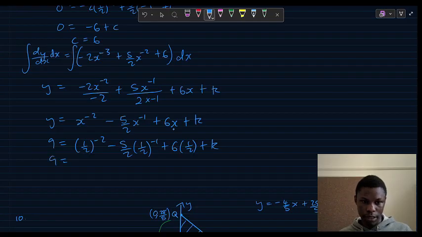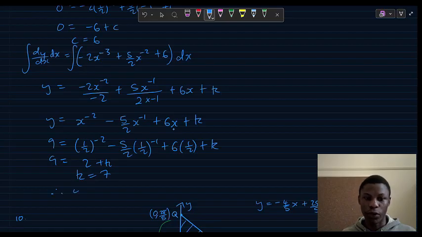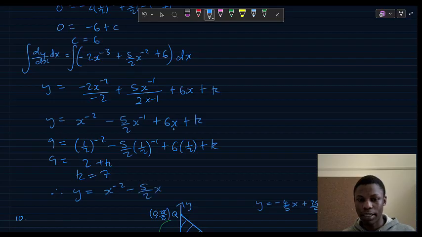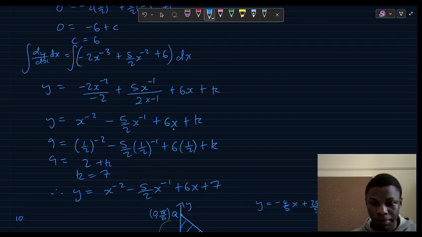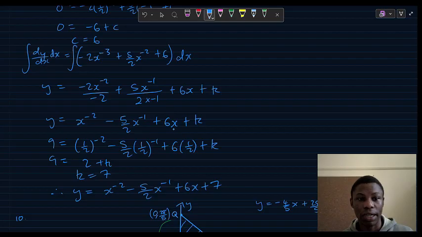We've got 9 on this side, and then we've got 1 over 2 to the negative 2 minus 5 over 2 times half to the negative 1 plus 6 times half, which gives us 2 plus k. So our constant here should be 9 minus 2, which is 7. And so therefore, the equation of the curve becomes y is x to the negative 2 minus 5 over 2 x to the negative 1 plus 6x plus 7. And that's the 7 marker.